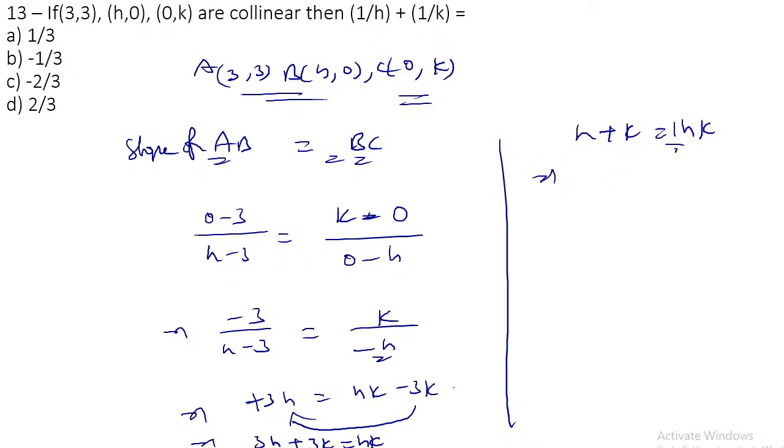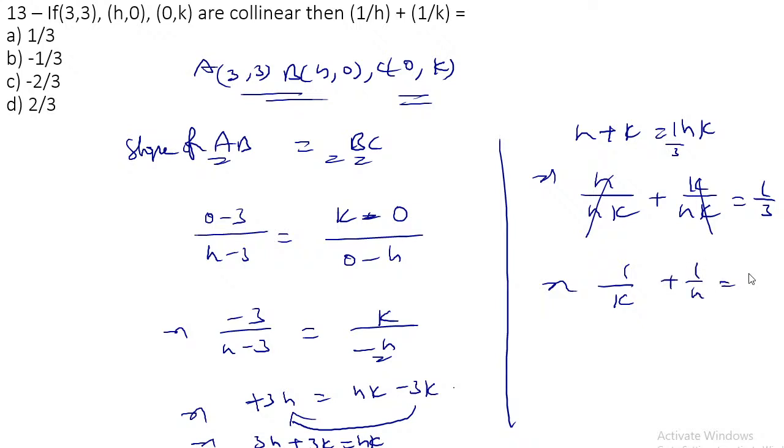So this is 1 by 3. This 3 goes to 1 by 3 on the right side. So now let us divide by h comma k on both sides. h by hk plus k by hk is equal to 1 by 3 hk by hk. So this is 1 by 3. So this implies 1 by k plus 1 by h is equal to 1 by 3. So 1 by h plus 1 by k is equal to 1 by 3. So option A is the correct answer.